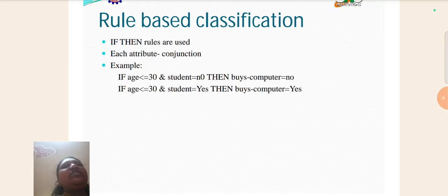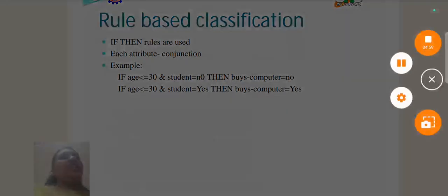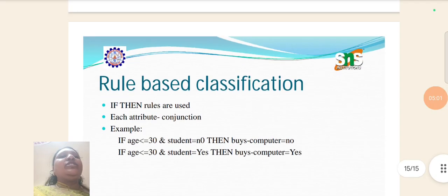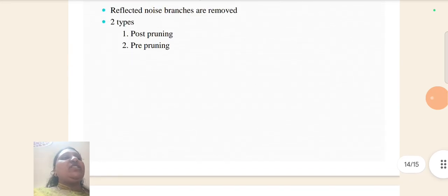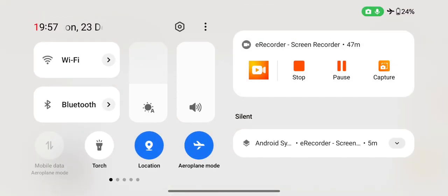Based on the number of rules, we can apply them to unseen data, that is, new data. So this is the overall process of the classification methods we have seen so far. Thank you.